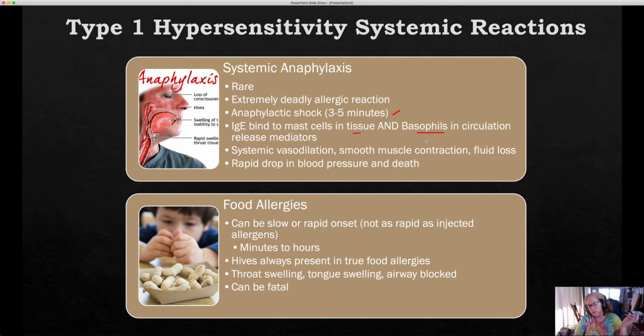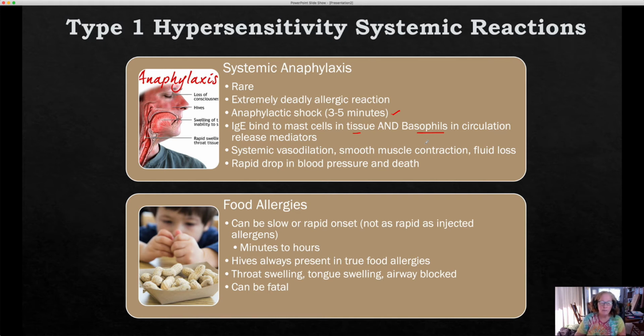So if the allergen gets injected into the bloodstream, like a bee sting or a penicillin shot, then we're going to have this basophil degranulation systemically. So everything that happens locally, think allergic rhinitis or a skin reaction, all of those inflammatory signals and mediator release now gets released into the entire bloodstream, to the entire circulatory system.